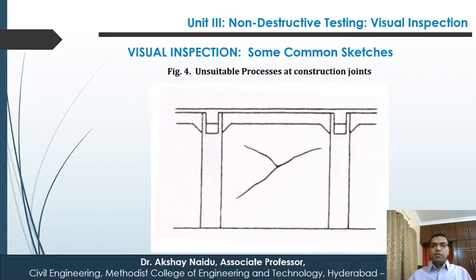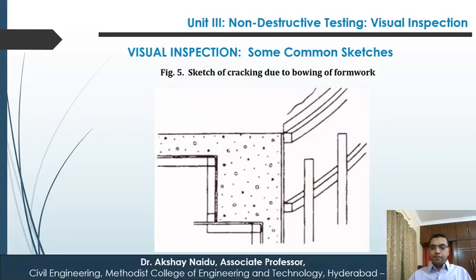Then unsuitable processes at construction joints. That means at joints when forming and formwork and placements and removal of formwork, if they were not done properly, then there may be cracks that are developed close to the joints. Then sketch of cracking due to bowing of formwork. When formwork bends in the form of a bow due to swelling of formwork, then cracks may develop.